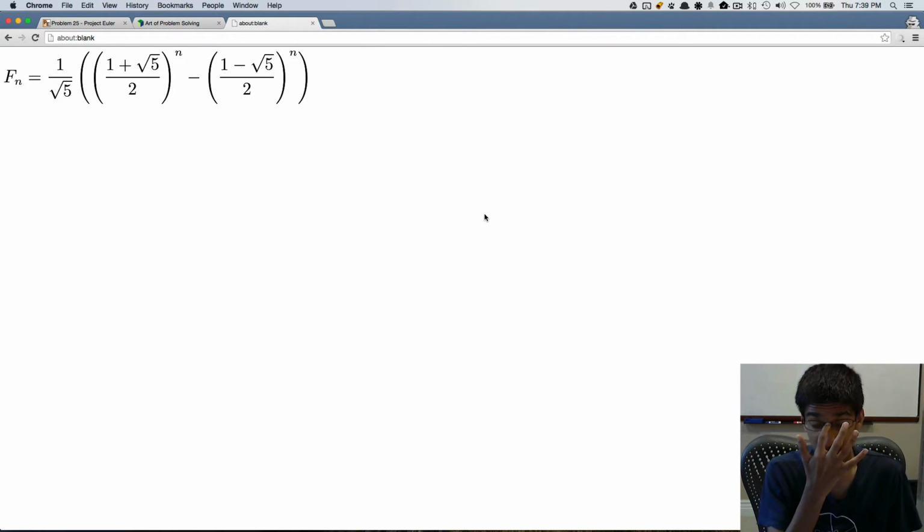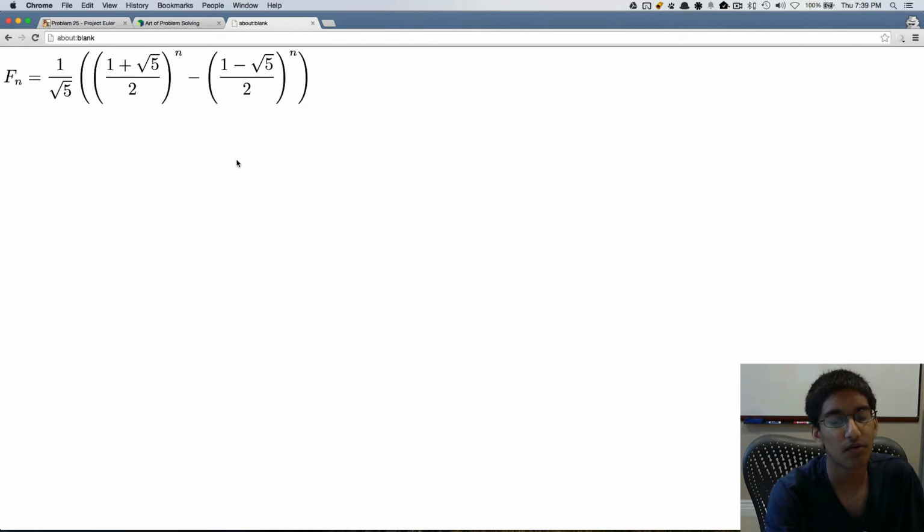So let's go to our canvas. Here I've copied the formula from the AOPS website, and let's start. Before we create the formula to calculate the number of digits in the nth Fibonacci number, we first have to eliminate this term, because the subtraction is going to make it harder to create that formula. To see how we can remove this term, let's take a look at what the two terms in the subtraction are going to look like when n is high.